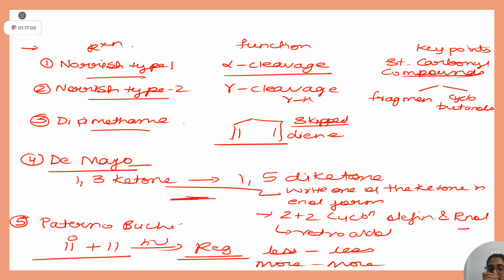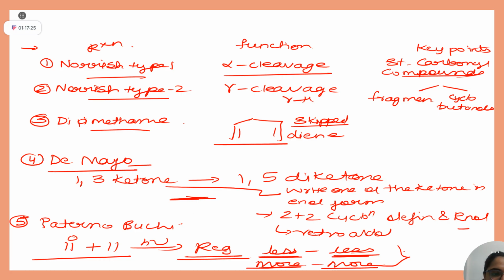Let's say you are solving 5 problems of Paterno-Buchi reaction from Google, and you see a trend there. You can write that trend in your A4 size paper. For example, I have made the conclusion here that we have to combine the less stable radical to less stable and the more stable radical to more stable. You can directly write the product after studying this line.